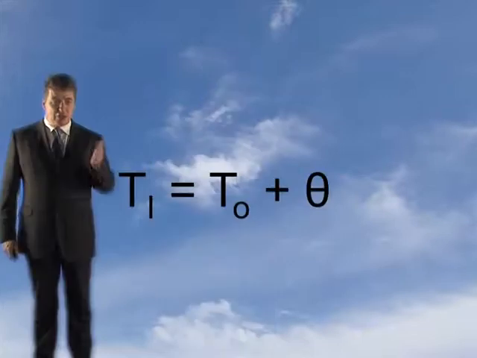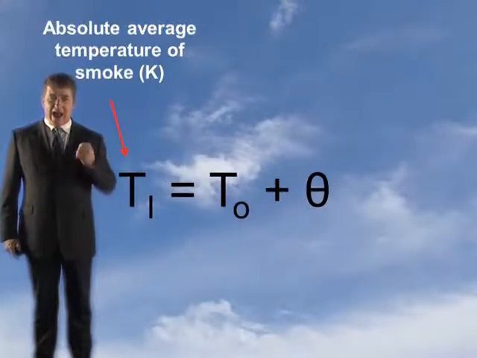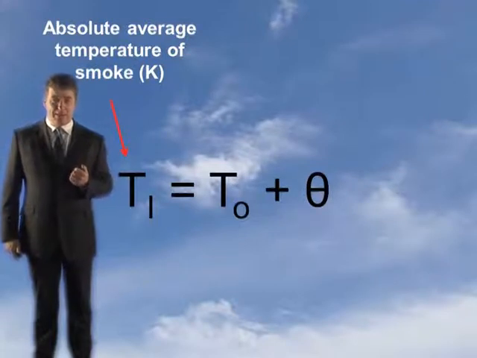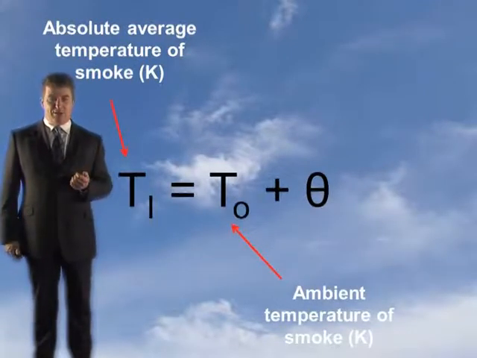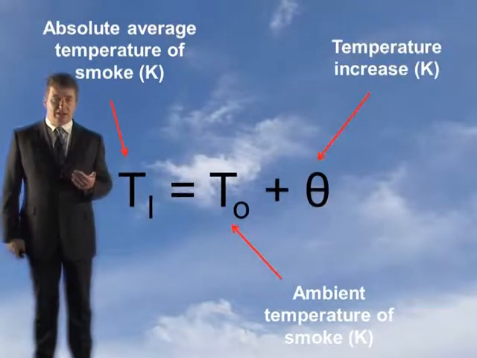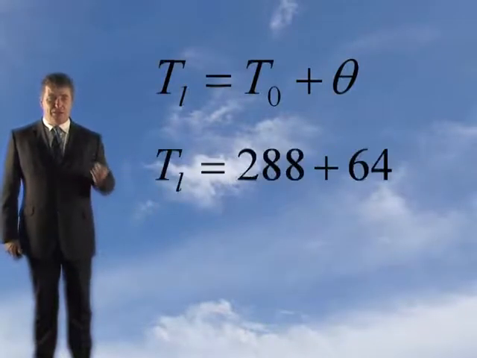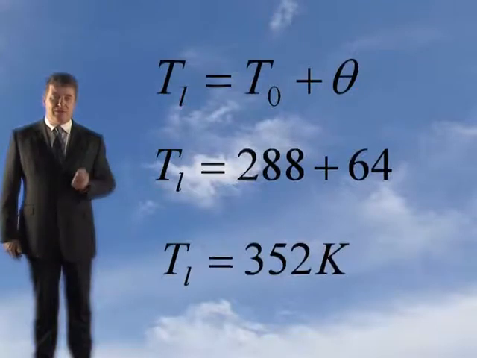We need to work out the actual average temperature of the smoke. For these, we'll need this for inputs later on. So how hot is the smoke? And to work out the temperature of the smoke, you use this. TL equals TO plus theta, where TL is the absolute average temperature of the smoke, TO is the ambient temperature, and theta is your temperature increase. If you'd have put them in, you'd have got the temperature of the smoke to be 352 degrees Kelvin. So that's the temperature of the actual smoke itself, 352 degrees Kelvin.